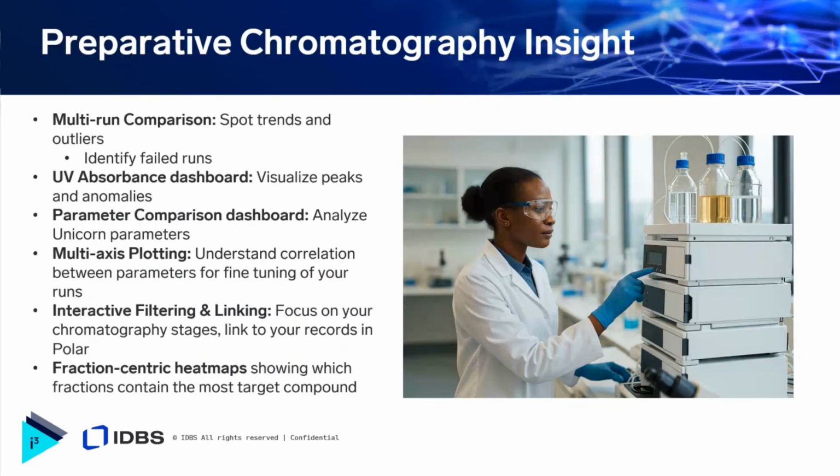And this is just another quick run through of everything you just saw. So I'm not going to reiterate everything. Key takeaways here: spotting trends and outliers, huge. It's super important, especially across runs. You can't do that within Unicorn itself. So being able to do that on a run level is a huge advantage to this. You can easily identify failed runs as well, visualizing peaks, anomalies, understanding those correlations, fine-tuning your runs for the future.